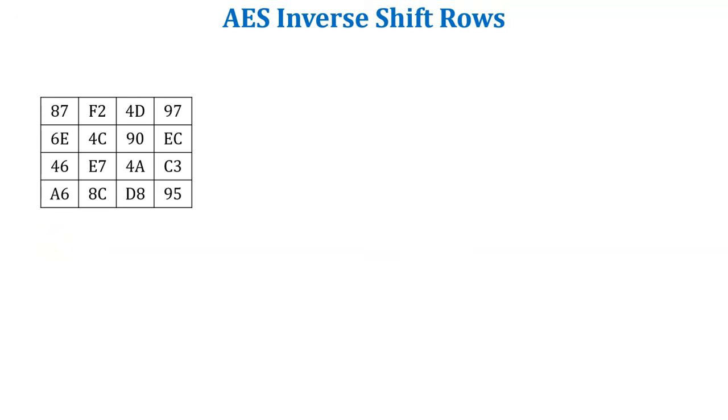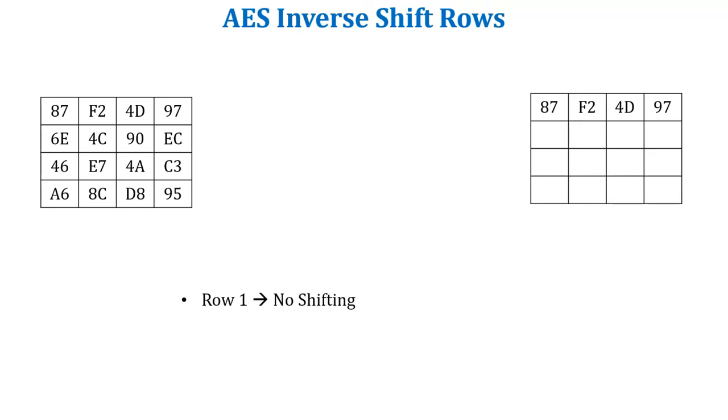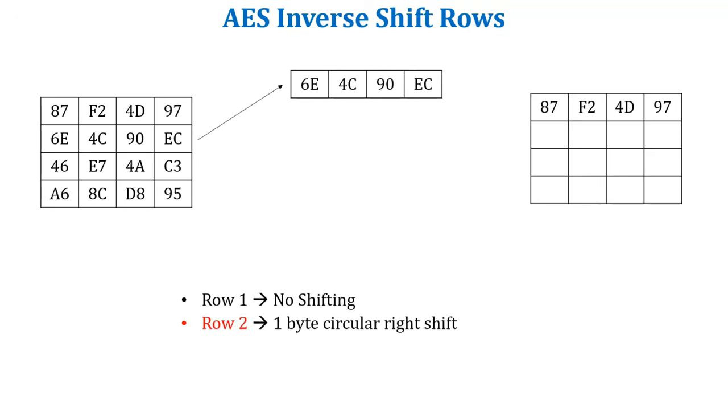As per the rules, the first row is performed no shifting. So it means the first row is as it is. Next rule is row 2 performs 1 byte circular right shift. So let's start with the first value of the row, 6E. It performs 1 byte circular right shift and moves to the second position of the row. Then next value is 4C. It again performs the circular right shift and moves to the third position of the row. Next value is 90. It performs the 1 byte circular right shift and moves to the last position of the row. And the last value is EC. It performs 1 byte circular right shift and moves to the first position of the row.